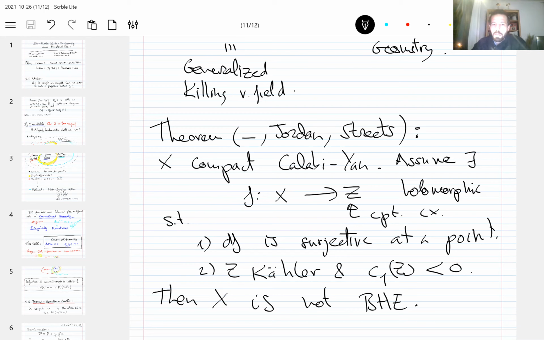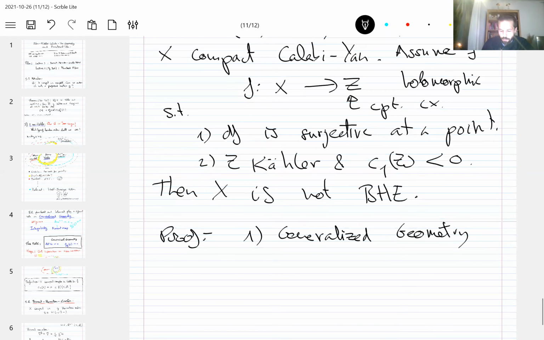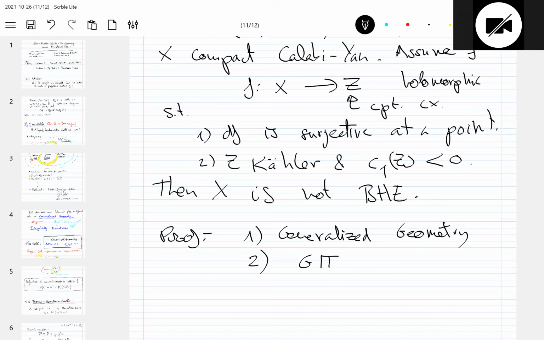The main message is that these bi-Hermitian geometries are restricted naturally by thinking of them in terms of generalized geometry. And actually, what we will see is that the proof combines two things. One, generalized geometry in a holomorphic setup, meaning using holomorphic Courant algebroids, and two, some geometric invariant theory.